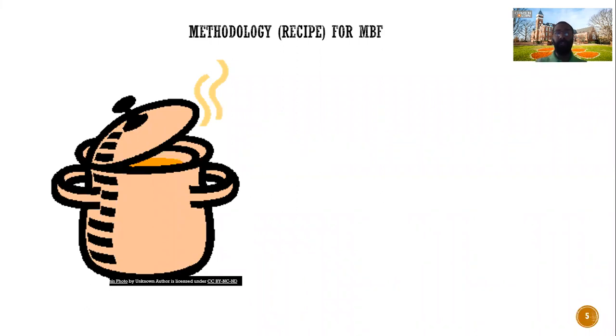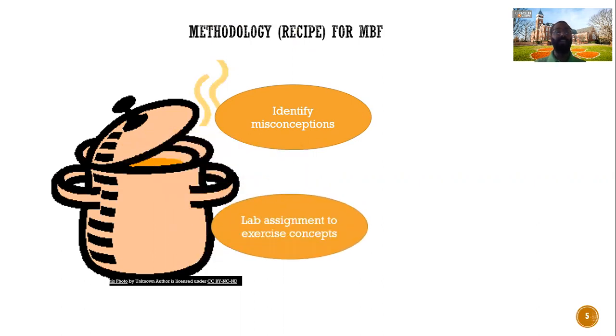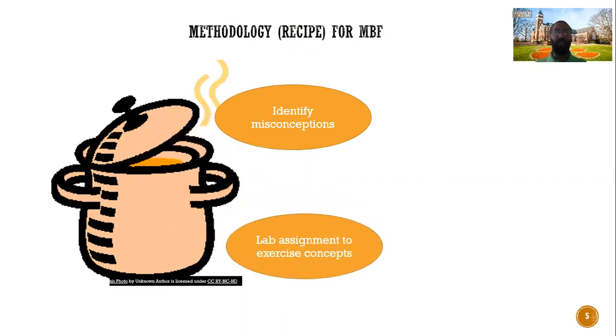So what's this recipe? If you wanted to create MBF, the first ingredient is to identify those misconceptions. You can use things like concept inventories, conceptual assessment surveys, think aloud. The important part is you want to have qualitative data to actually have insight into what the students are thinking. The second step is to have a lab assignment, which allows students to exercise those concepts.